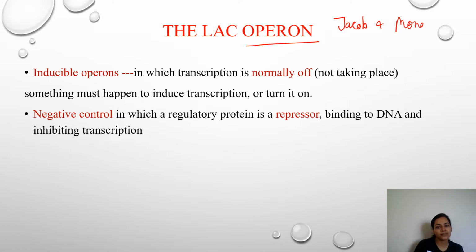ठीक है, Jacob and Monod ने ये concept दिया था. What exactly is an operon? It is just a cluster of genes where we have the structural genes, the promoter, an operator, and regulatory genes. The collection of all these genes together is called an operon.